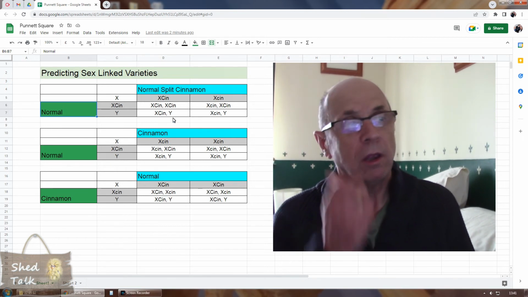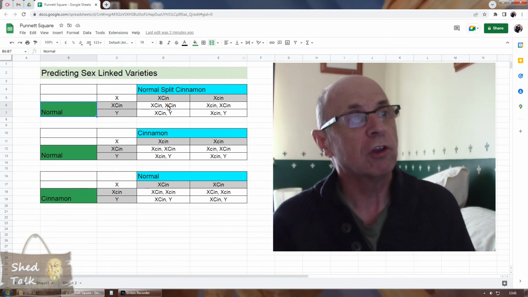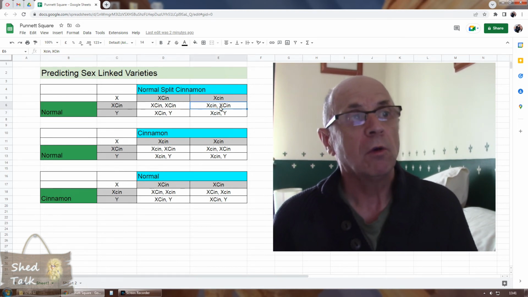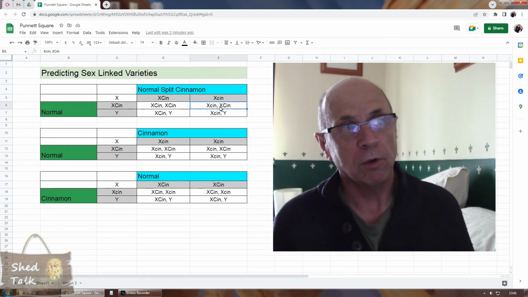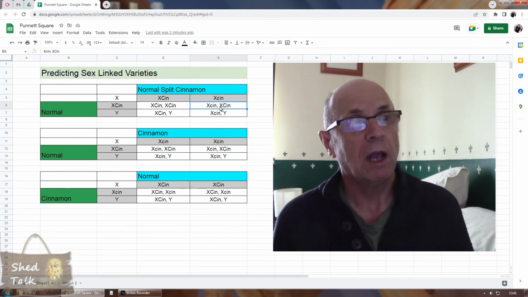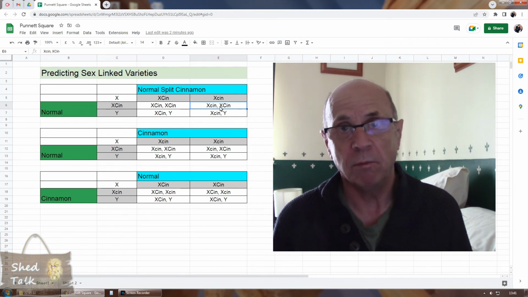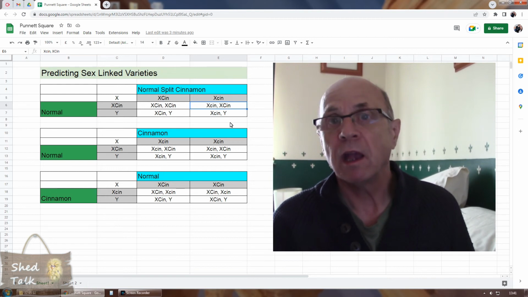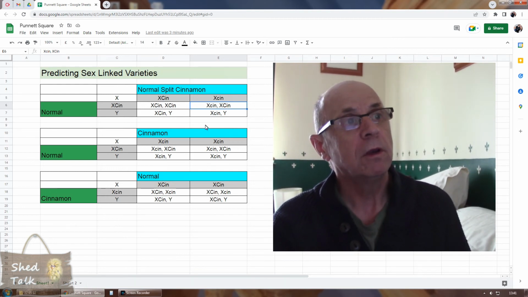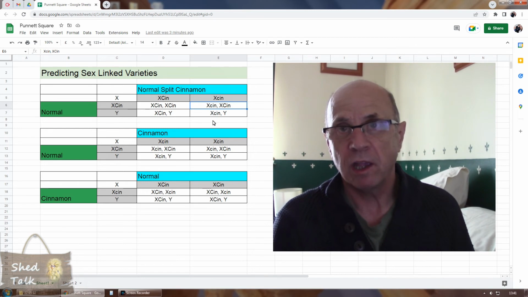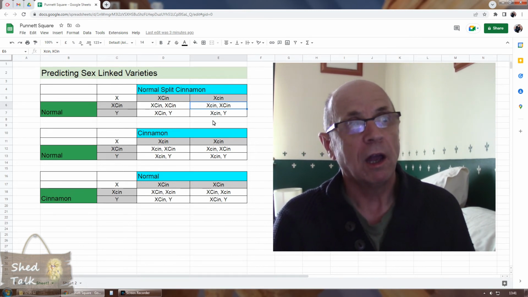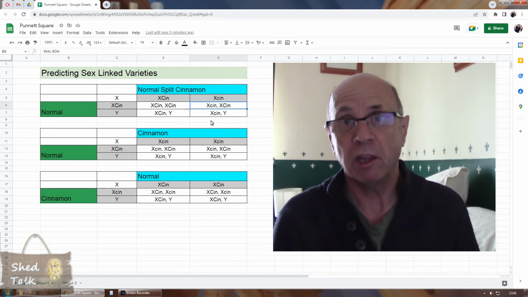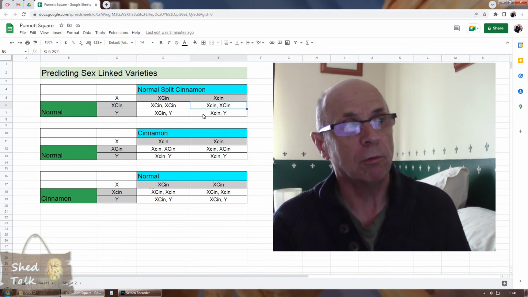Of course, of the cockbirds, it would be impossible to tell which of the cockbirds are split for cinnamon and which are just normal, without test breeding them, without testing them in the breeding cage. So you would get, in effect, as a phenotype, 50% normal looking cockbirds, 25% normal hens, and 25% cinnamon hens. You would get no cinnamon cockbirds.